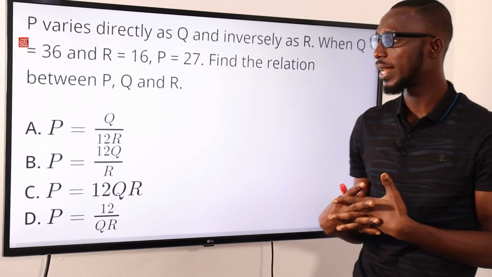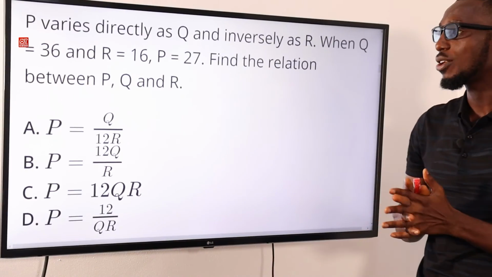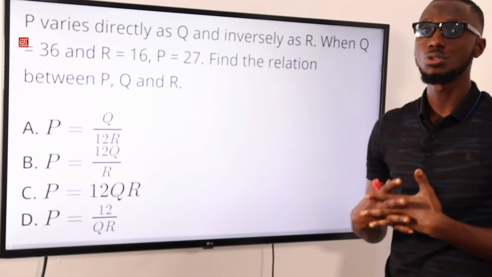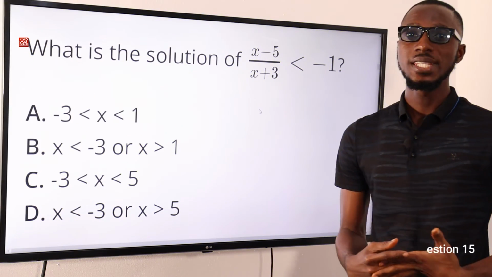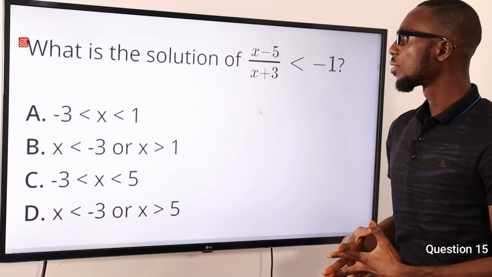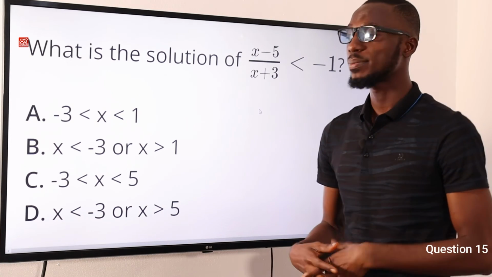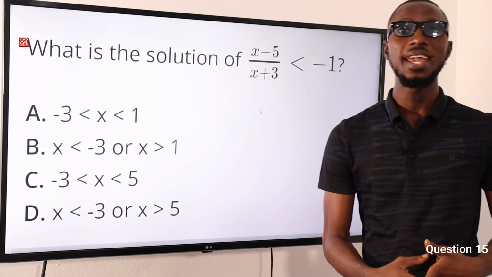So look through the options provided and you will find it in option B. P equals 12Q over R. Option B is very correct. Question 15. What is the solution of (x minus 5) over (x plus 3) less than minus 1?